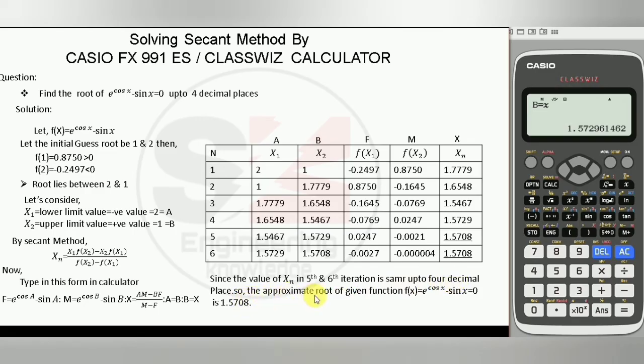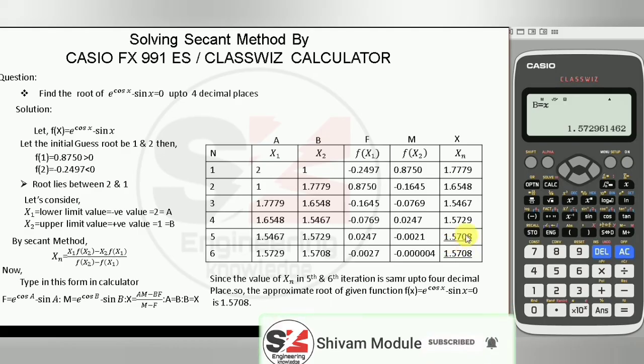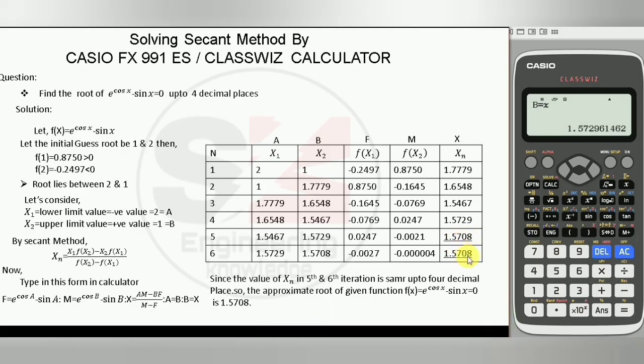So the approximate root of the given function, that is e^x cos x minus sin x equal to 0, is 1.5708. We can see in this iteration after the decimal the 4 decimal places are the same. So at this condition we have to stop our iteration and we get the value of the root in this way, 1.5708.